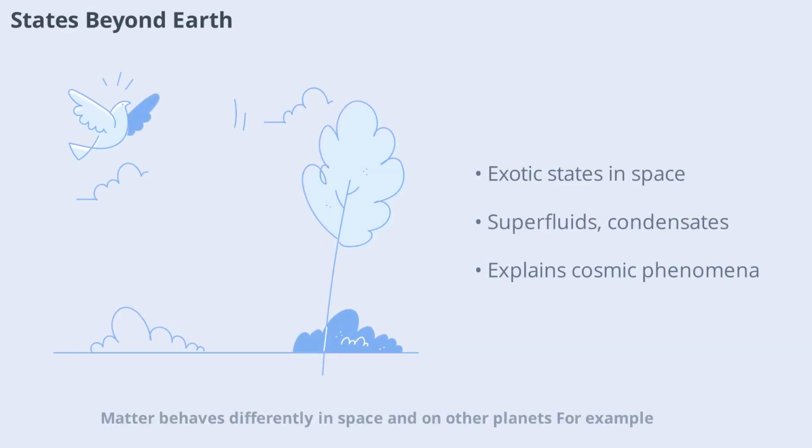Matter behaves differently in space and on other planets. For example, extreme temperatures and pressures can create exotic states like superfluids or Bose-Einstein condensates. These states are rare on Earth but common in the universe. Studying them helps scientists understand stars, black holes, and the origins of the cosmos. It's a reminder that the states of matter go far beyond what we see every day.